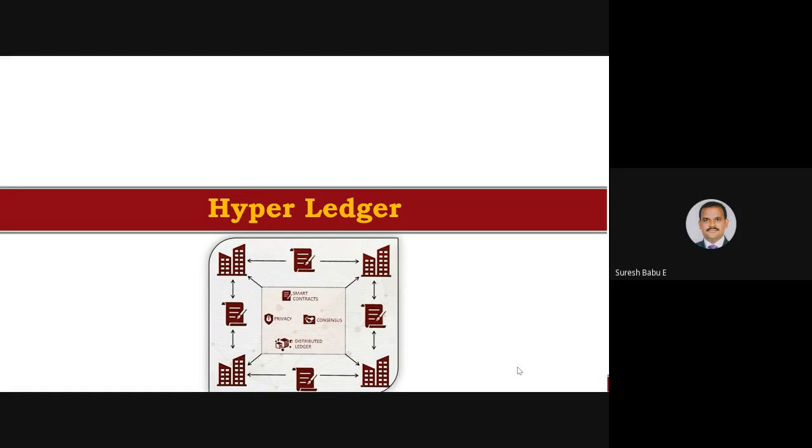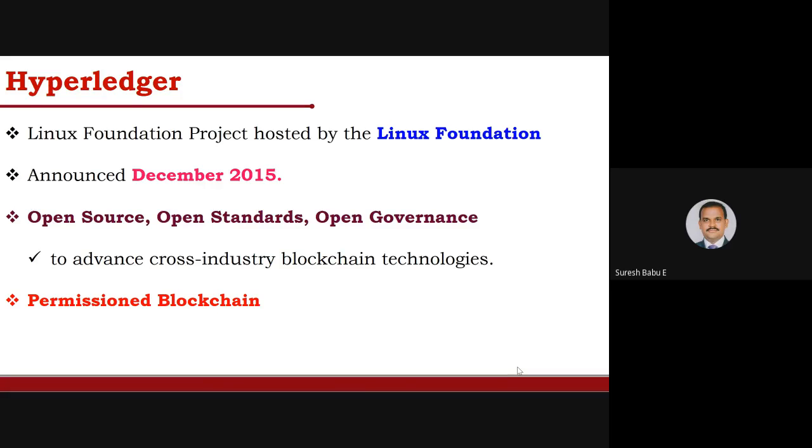So if I want to create a robust application, then definitely we require a permissioned blockchain system where a group of people can use it, right? For that, one of the best examples, one of the widely used open source tools, is maintained and implemented by the Linux Foundation. And the majority of the companies are part of this Hyperledger. The Hyperledger project was hosted by the Linux Foundation and announced in 2015. One of the major advantages of Hyperledger is that open source, open standard, and open governance are there, and definitely because it supports cross-industry blockchain technology.